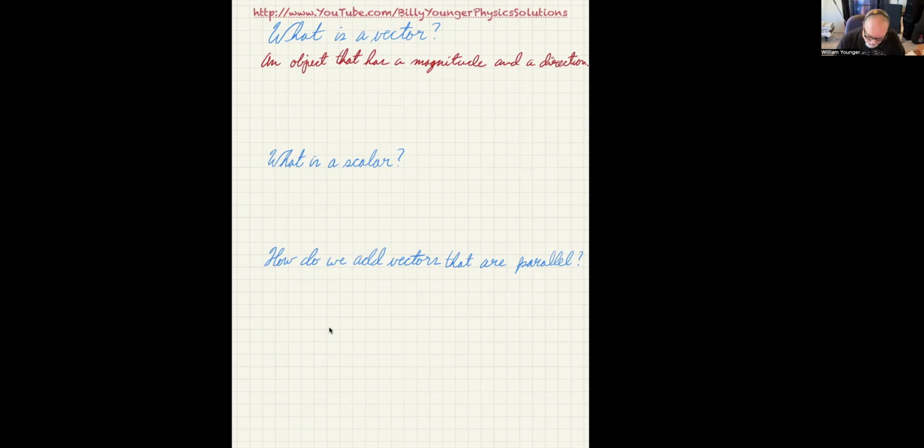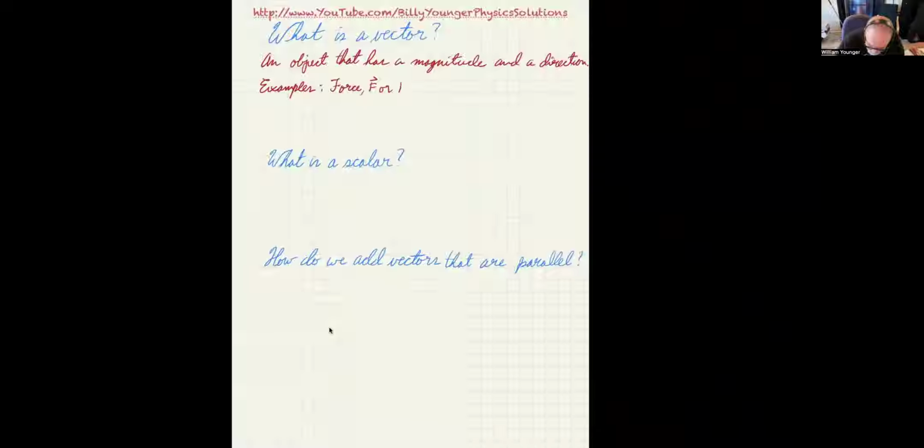But let's give some examples. Examples are force, which we normally indicate as an F with an arrow over it. We use the arrow when we're handwriting stuff. You can also use a slightly different version of an arrow. Some people will do this, and some people will do this. All of those are really acceptable.